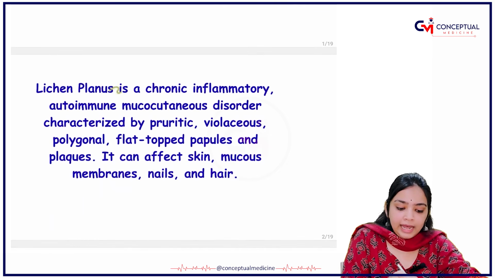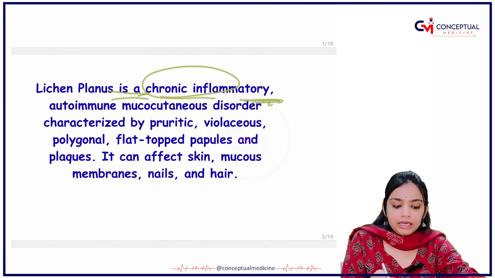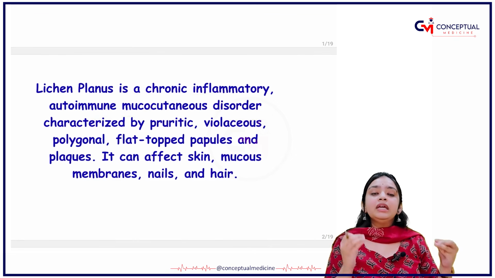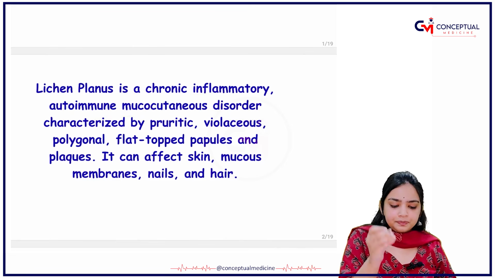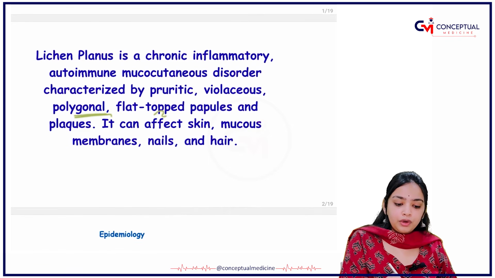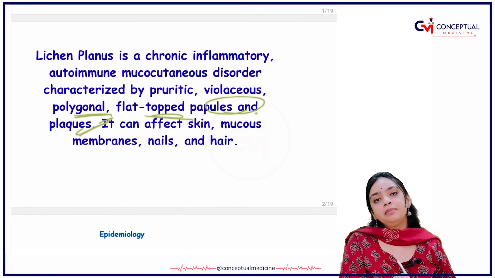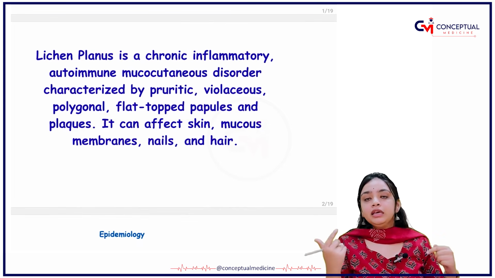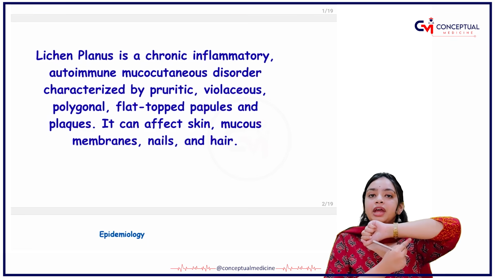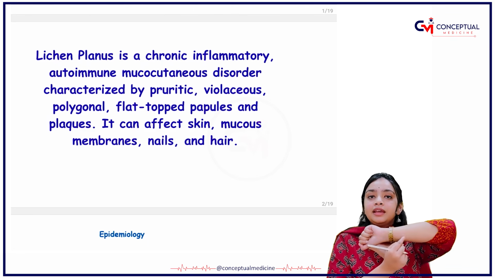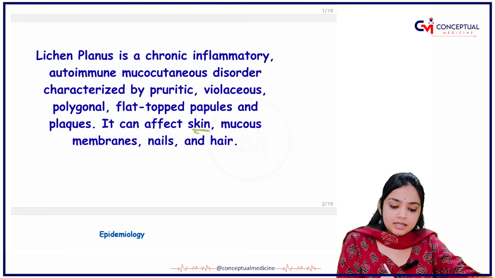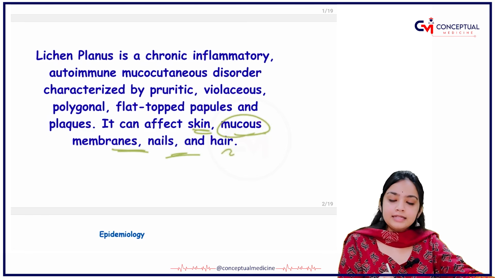Okay. So lichen planus is basically a chronic inflammatory autoimmune mucocutaneous disorder. It is characterized by pruritic, violaceous, polygonal, flat-topped papules and plaques. So papules and plaques will be there. Like if this is my hand and over here I am having some red kind of thing and they are having plaque as well, so it is mainly lichen planus. Okay. It affects the skin, mucous membrane, the nails and your hair.